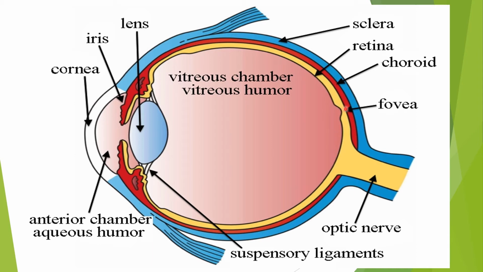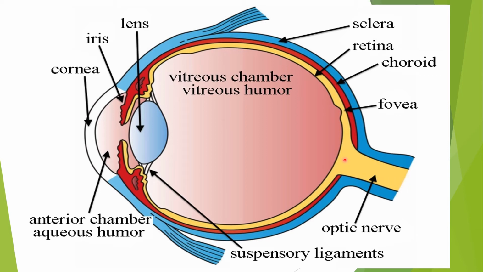Now below the yellow spot, there is another structure which is called the blind spot. The blind spot is the region where the optic nerve exits the eyeball, carrying the sensory impulses from the eyeball to the brain.